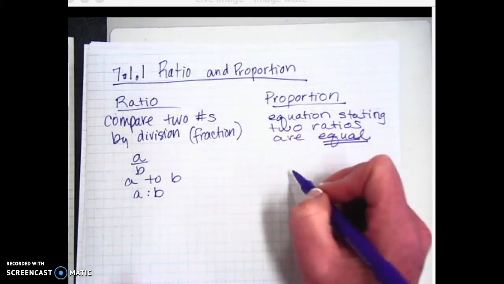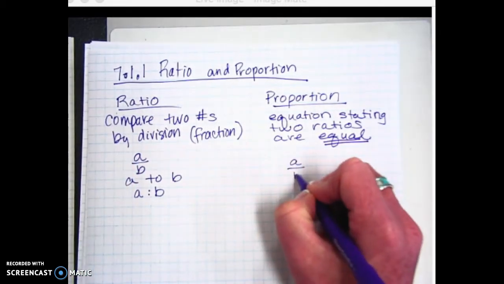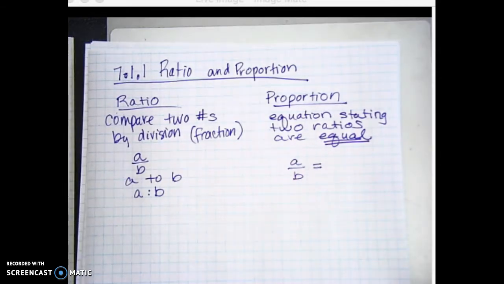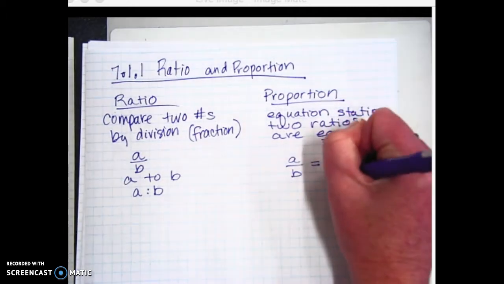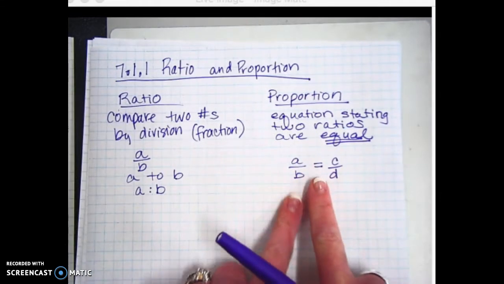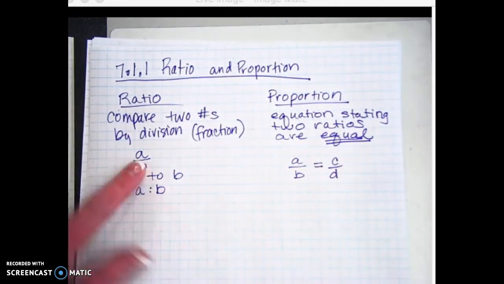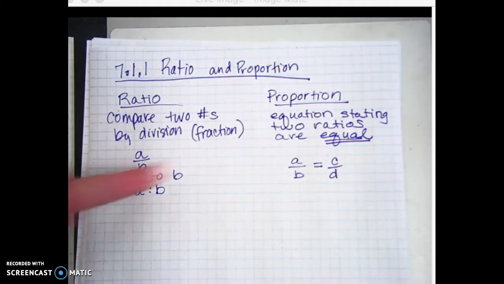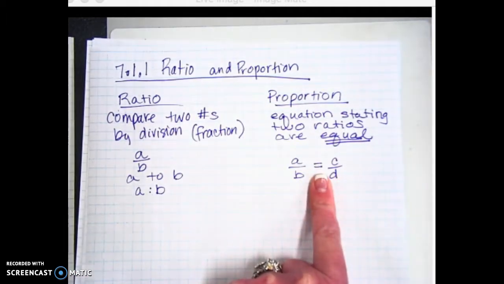It starts with this ratio, A to B, and then you're going to have your equal sign, and then you'll have C to D. So you have two ratios with an equal sign in the middle. Okay, ratio, no equal sign, just basically comparing your two numbers. Okay, proportion, two ratios with an equal sign in the middle.